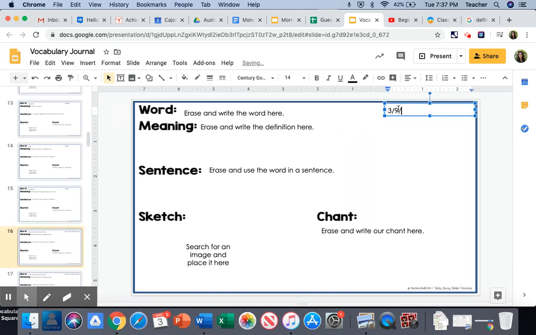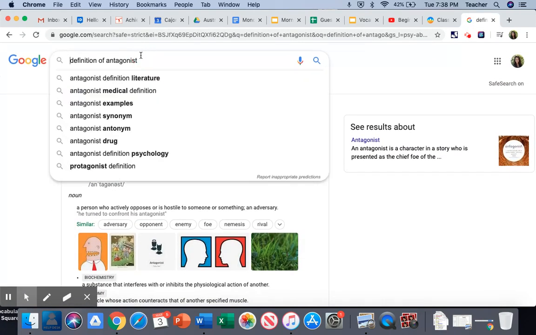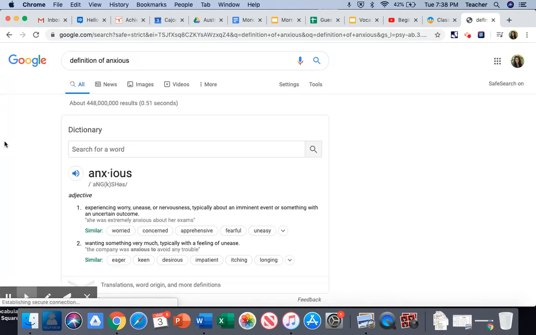Date, again, 3/9/20. And the final word, which is anxious. I know a lot of you probably know what this means because we've talked about feeling anxious before. So let's look up what the definition is. The definition says, experiencing worry, unease, or nervousness, typically about an imminent event or something with an uncertain outcome. Or wanting something very much, typically with a feeling of unease. So both of them say they're about worry or unease.